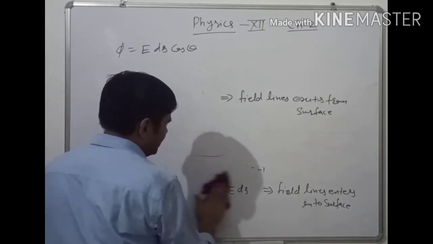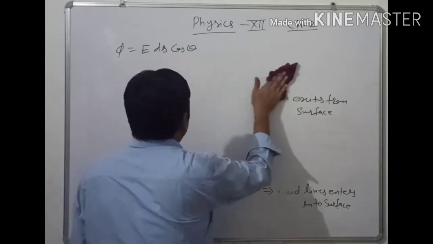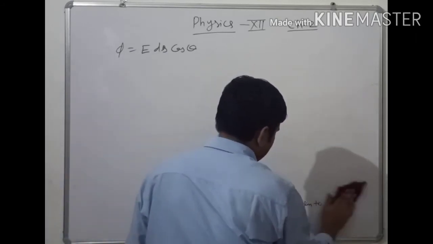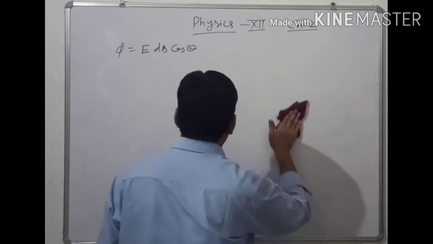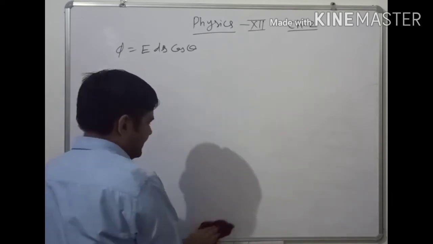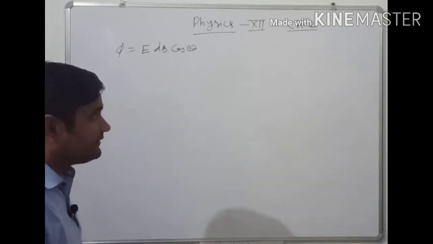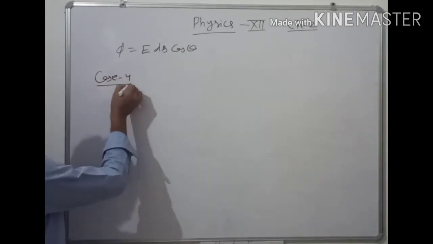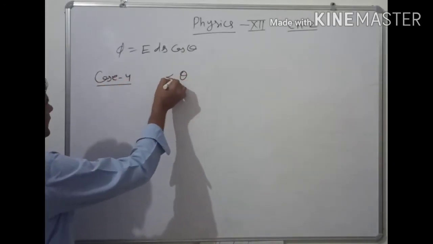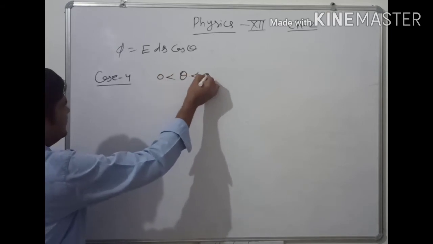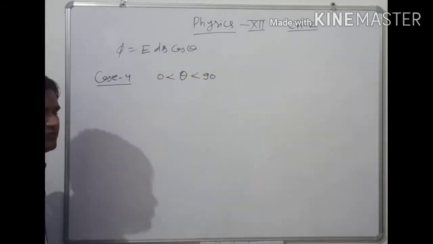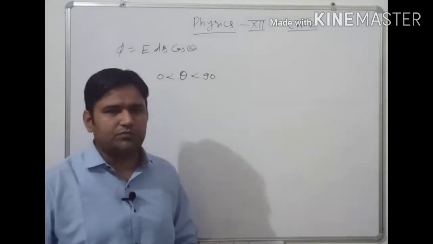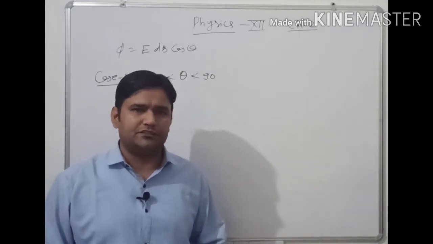They are also important from the competition point of view. There are some direct questions related to it, in terms of whether the electric flux is positive or negative. Next, we will consider case number 4. In this case, we are considering theta greater than 0 degrees and less than 90 degrees. It means it is the intermediate formulation of case number 1 and case number 2.